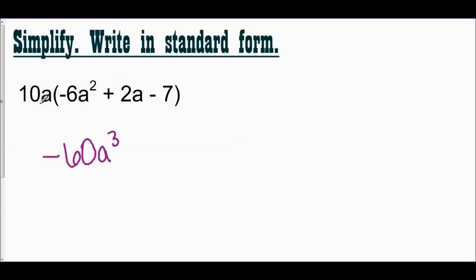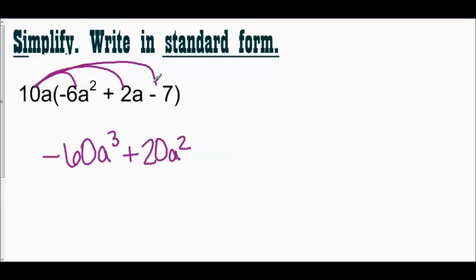Now let's go to the second term. 10a times 2a would be 20a squared. 10 times 2 is 20. A times a is a squared. So I've distributed to the first term, I've distributed to the second term. Now I need to distribute to the third term. 10a times negative 7 would be negative 70a. And that's it.